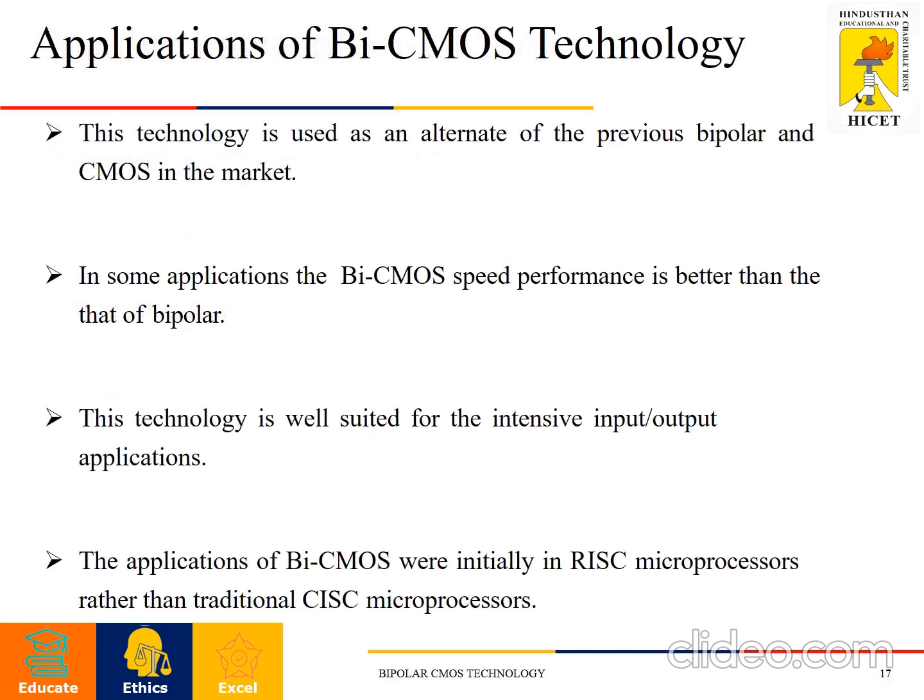Then the applications of the bipolar CMOS. This technology is used as an alternative to the previous bipolar and CMOS technologies. In some applications, the Bi-CMOS speed performance is better than the bipolar, because it is especially used for speed. This technology is well suited for intensive input-output applications, and the applications of the Bi-CMOS were initially in RISC microprocessors rather than CISC microprocessors.